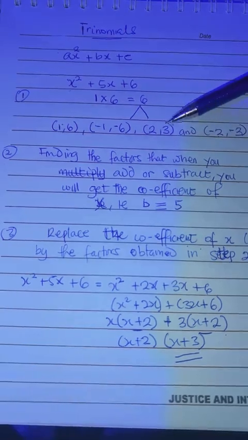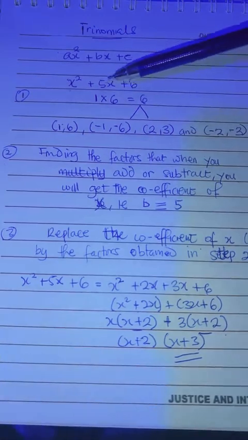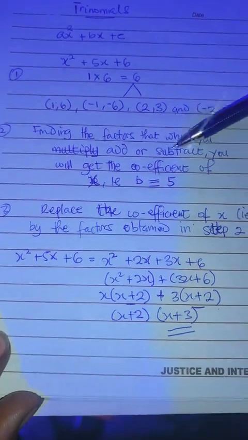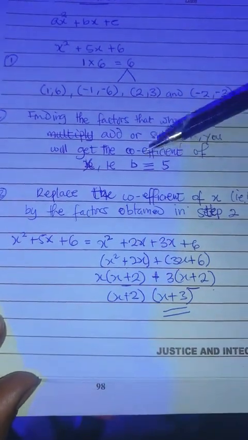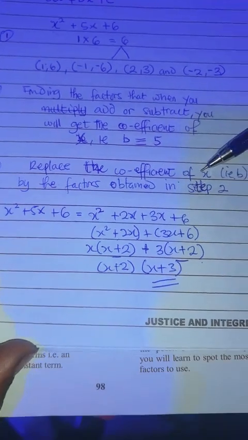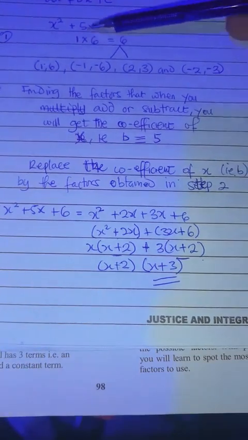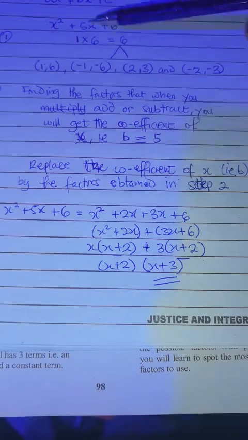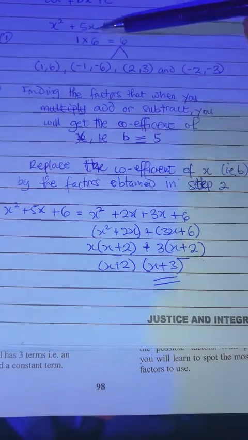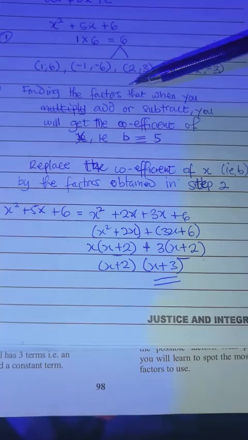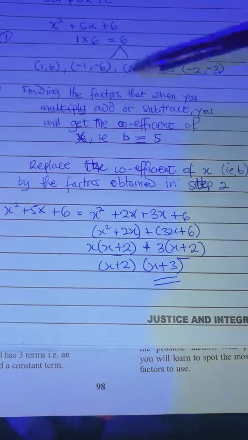So if this is so, let's replace this 5x. Like I said, we are replacing this 5x by these two factors, 2 and 3. So finding the factors that, when you subtract or add, you get the coefficient of what? X, which is 5. So now replace the coefficient of x, that is what? B. And b here is the 5. So if you have gotten that, let's put them back into the equation. We are no longer going to write 5x, but we are going to write 2x plus 3x, because 2x plus 3x will give us 5x.